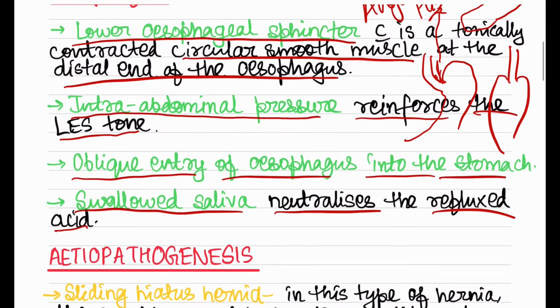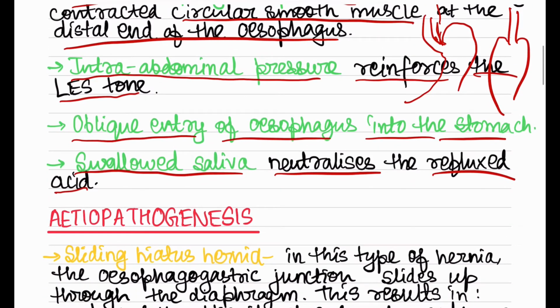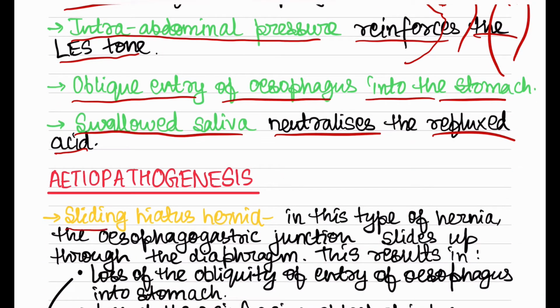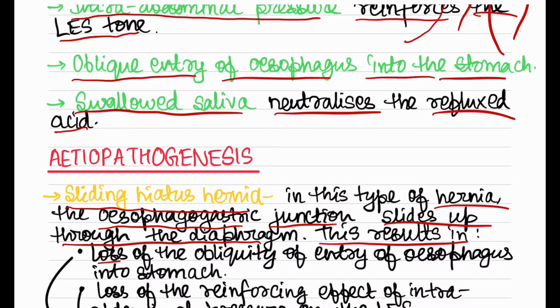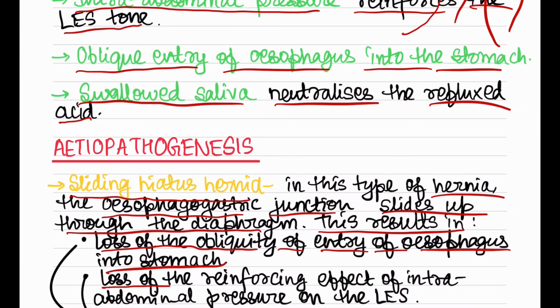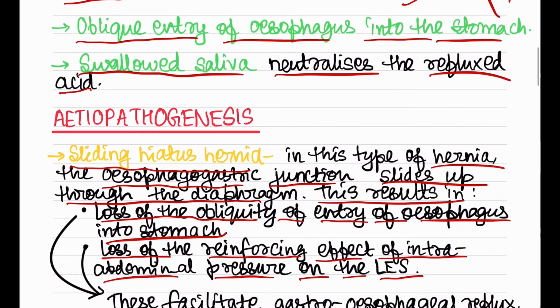Now coming to etiopathogenesis of gastroesophageal reflux disease, first is sliding hiatus hernia. In this type of hernia, the esophagogastric junction slides up through the diaphragm, and this results in loss of obliquity of entry of the esophagus into the stomach and loss of the reinforcing effect of the intra-abdominal pressure on the lower esophageal sphincter. So how is it happening?